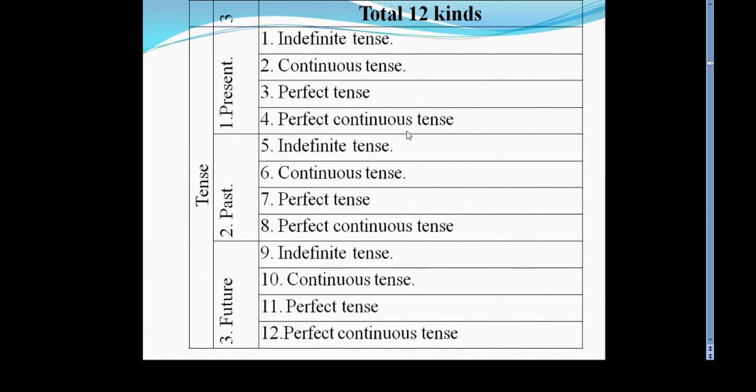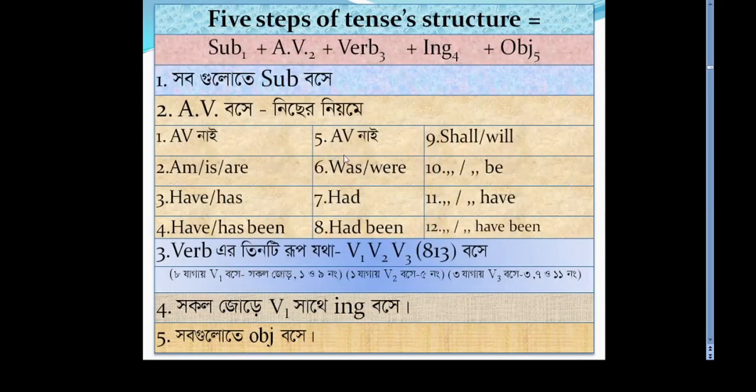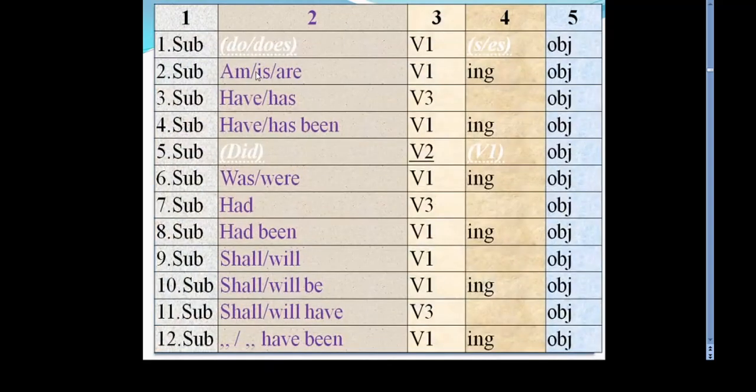We also know that there are totally 12 types of tense, 1 to 12. I hope you already memorized this. Today, you know the 5 steps of tenses structure, and according to the description of these 5 steps, I made the total 12 structures of 12 tenses, and in my previous two classes I also presented this. I hope you are clear.